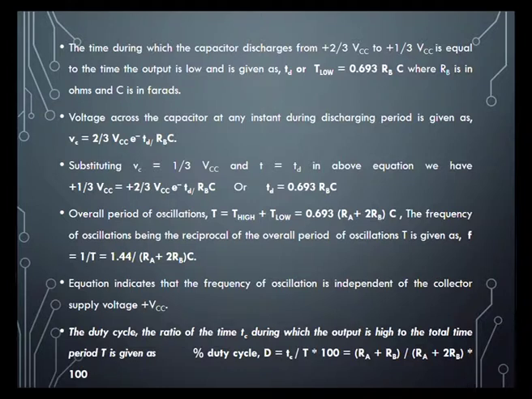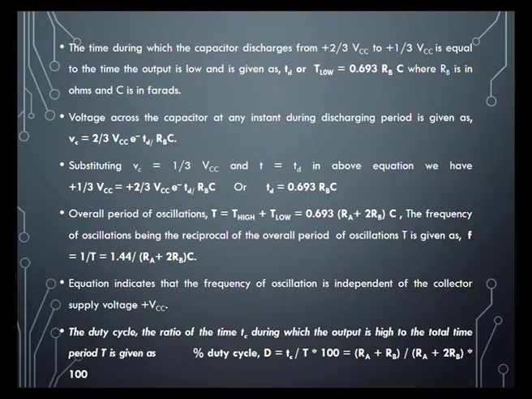If we need to find the frequency, that is the reciprocal of this period, which can be found from the above expression. Therefore, f is equal to 1 by T, that is equal to 1.44 divided by (Ra plus 2 Rb) C. So, this is the frequency. From the above expression we observe that the frequency of oscillation is independent of the collector supply voltage. The frequency is not at all dependent on the supply voltage.